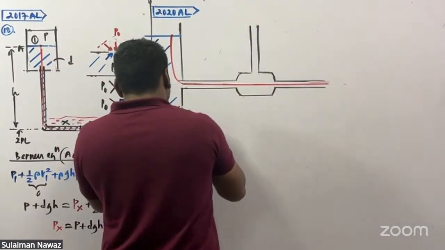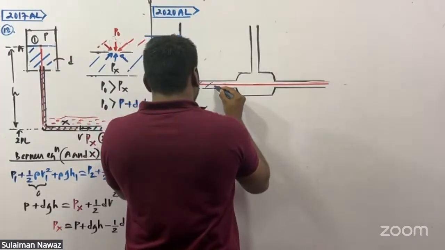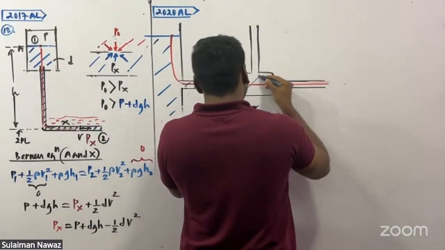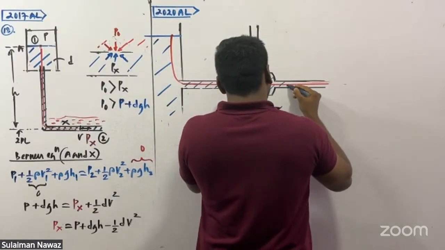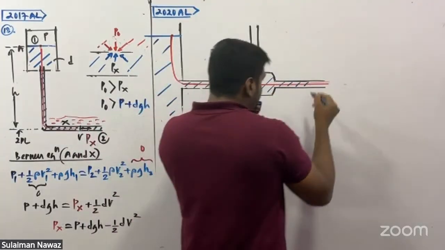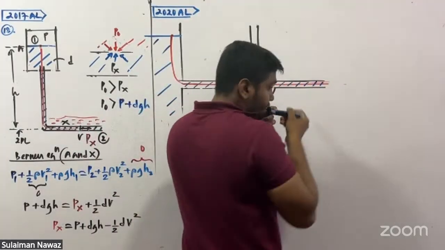Listen very carefully. It's a nice question. You can learn a lot. Liquid is flowing through this tube, right? Red color one is a streamline.